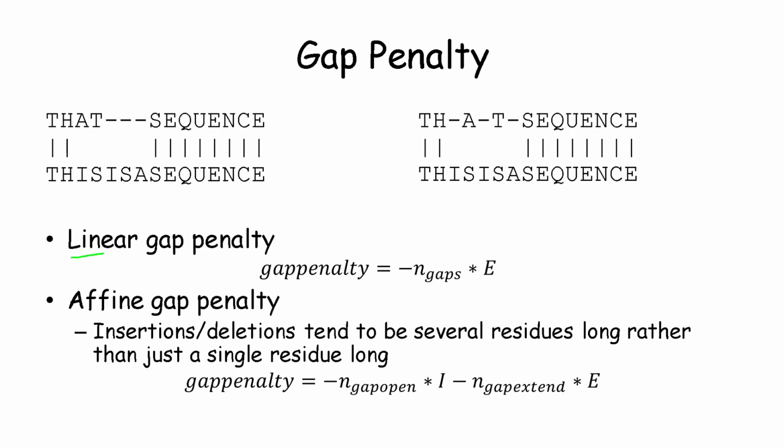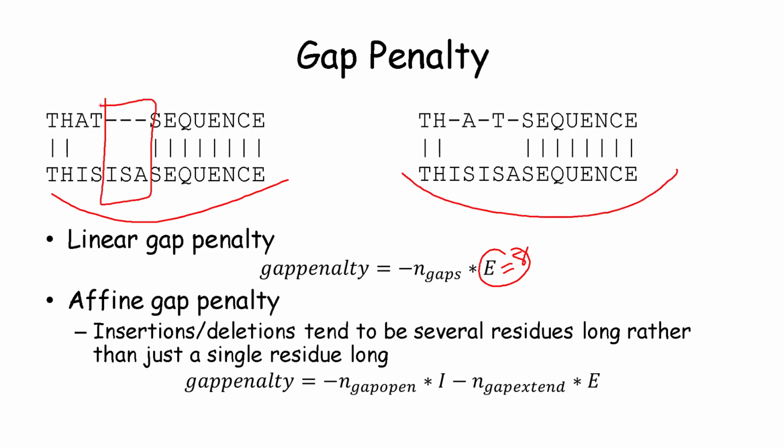In the linear gap penalty, which is more straightforward, each gap character is penalized by a gap penalty value. A typical value for the gap penalty is 8. When we look at each of these alignments, we see that they both have 3 gap characters. So for both of these alignments, the contribution of the gap penalty toward the total alignment score is minus 3 times 8, which is equal to minus 24.